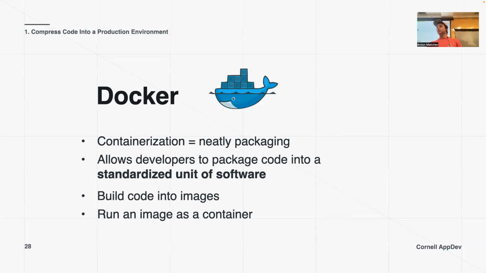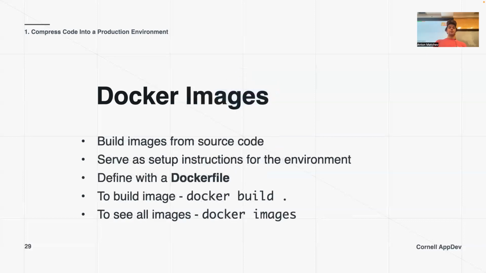Docker is basically a cloud-based platform. Containerization is basically putting your app into a very tiny, neat container that modularizes it and allows developers to package their code into a standard unit of software. And Docker allows us to do that, right? It allows developers to package code into a standardized unit of software, and it builds the code that we've written into images. And then after that, it runs an image as a container, if that makes any sense. A Docker image builds images from your source code. So it basically is a blueprint for your app.